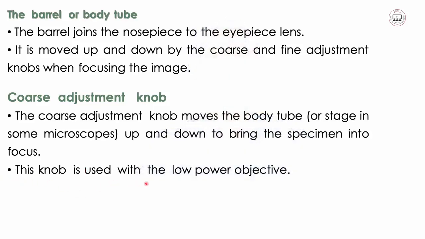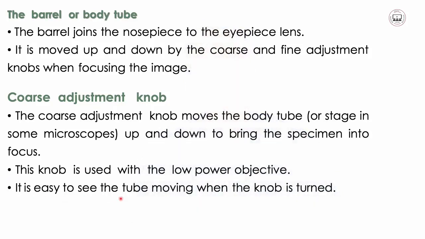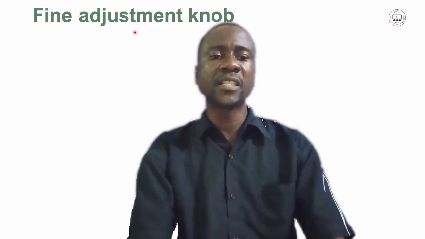So this knob is used with the low power objective. And it is easy to see the tube moving when the knob is turned. Then also on the microscope we have the fine adjustment knob.